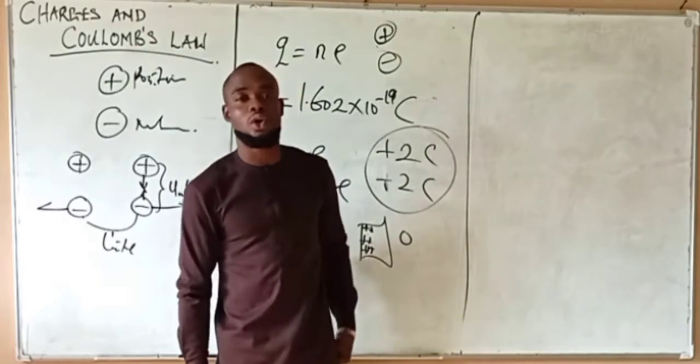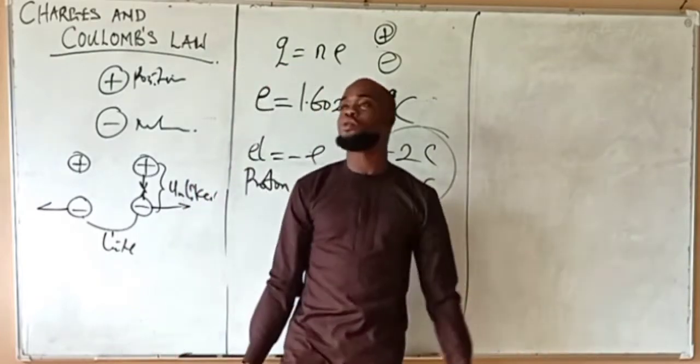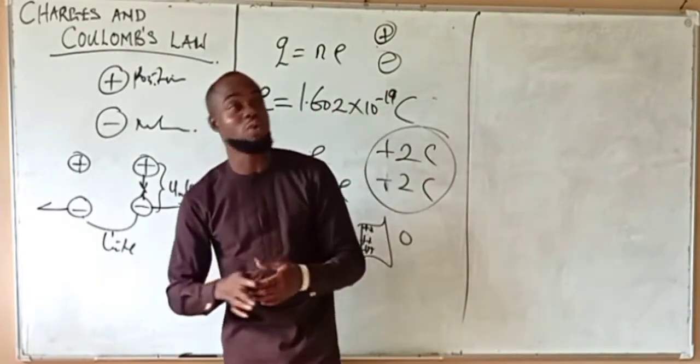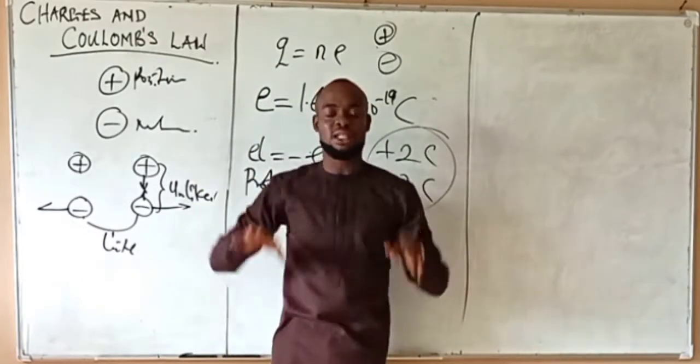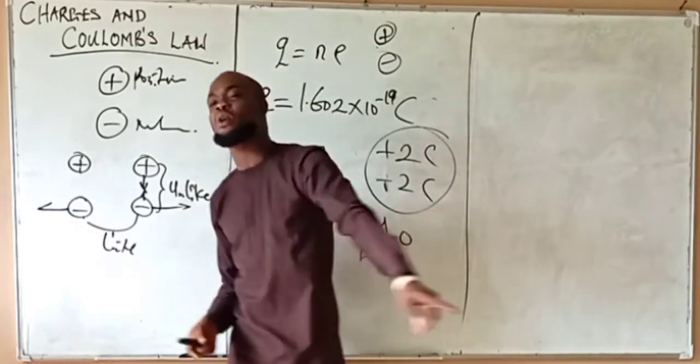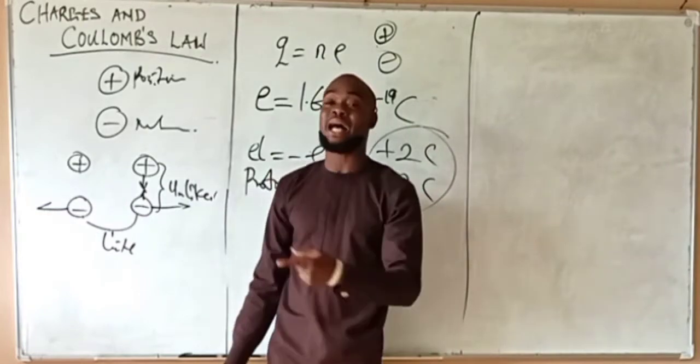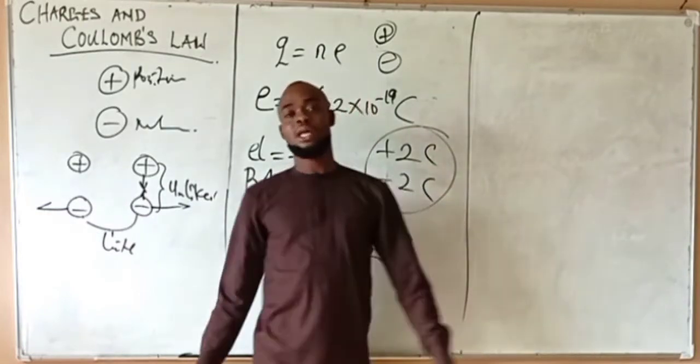Number one, we have what we call conductors. Now, what do we mean by conductors? We also have what we call insulators, semiconductors, and superconductors.